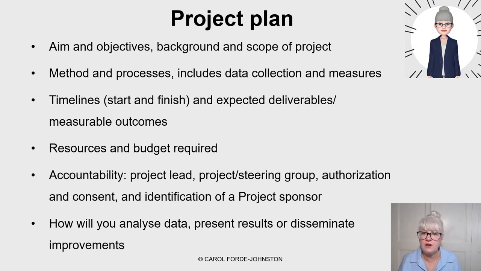So that's where it had a defined start and end, because the scope wasn't big enough. I didn't have the resources and it wasn't feasible to include AHPs as well. I would have had to have an AHP with me, probably leading the project. So you have to think about the scope and what's achievable. Think about the method and the processes, and that includes data collection and measures, which I've talked about. The timelines: when will it start, when will it finish, and the expected deliverables. So what are your measurable outcomes? And I hope that I've given you some practical examples.